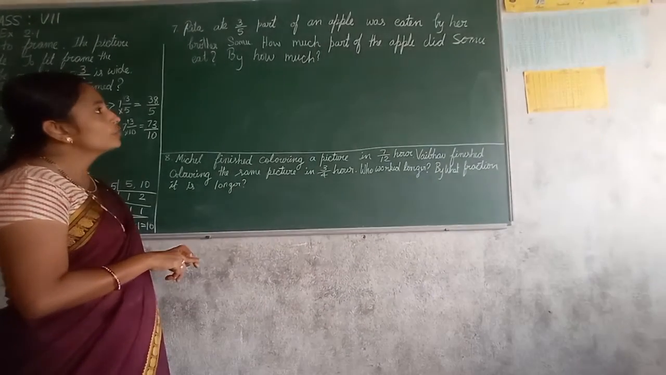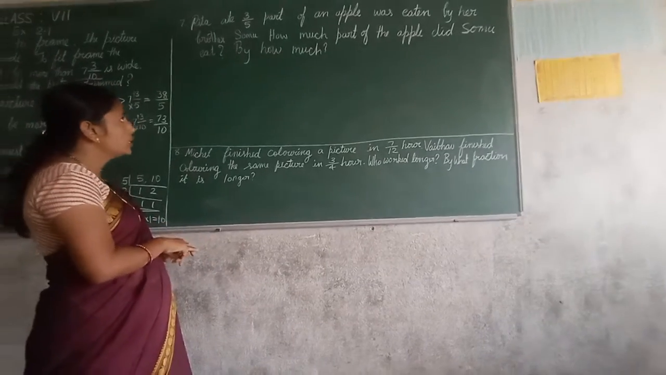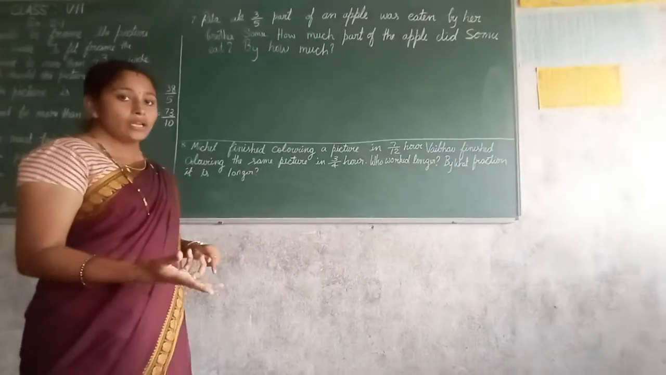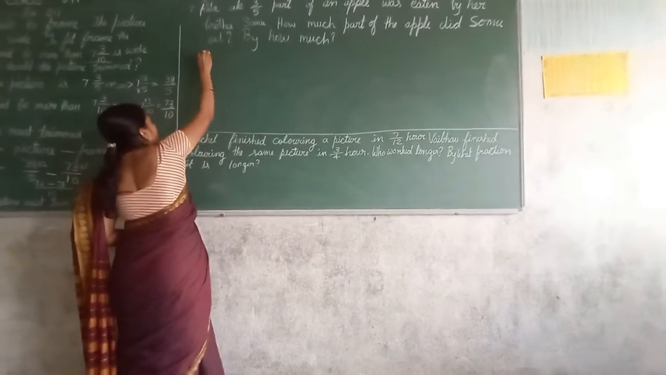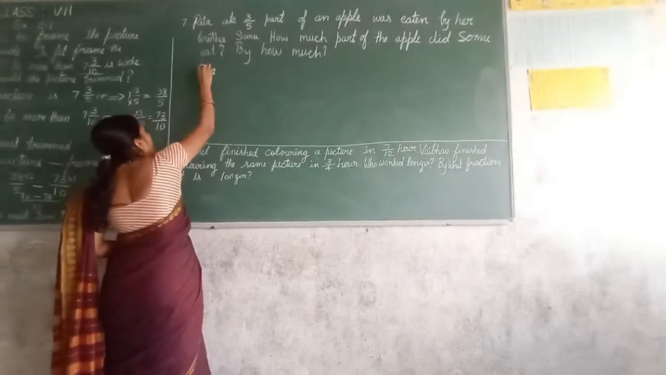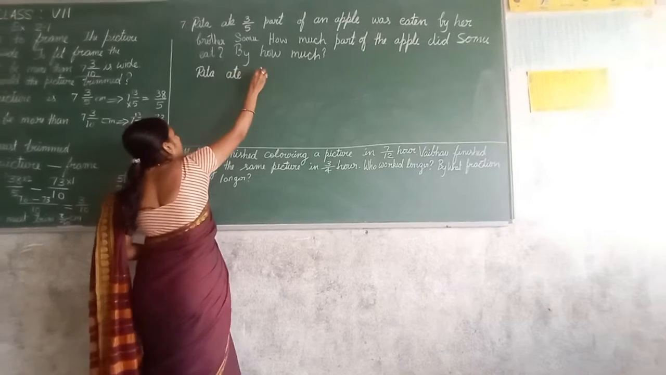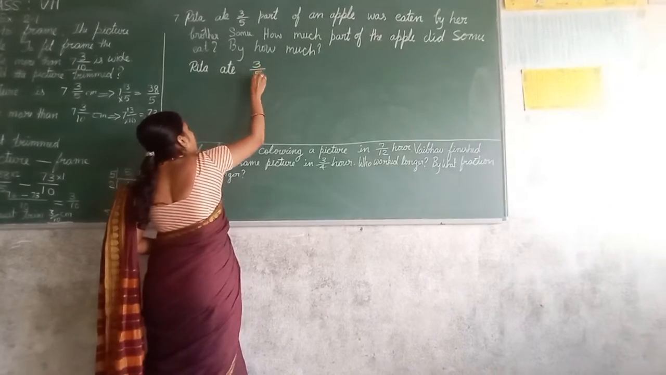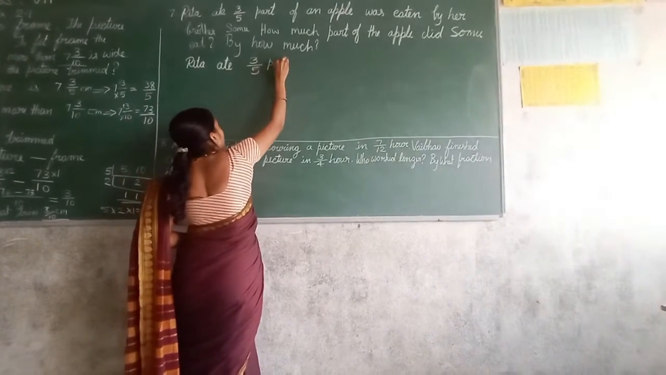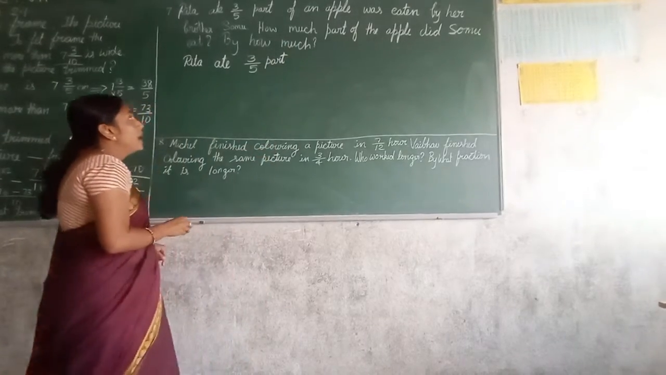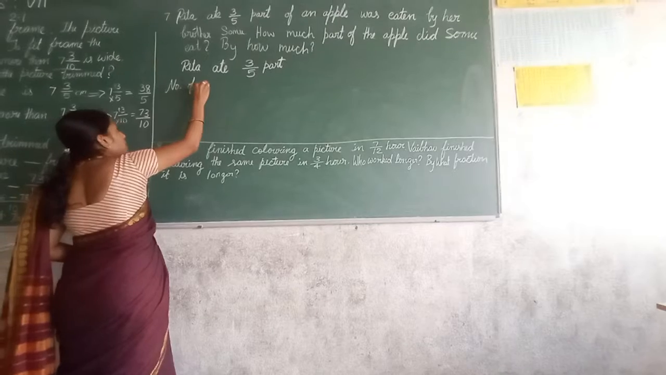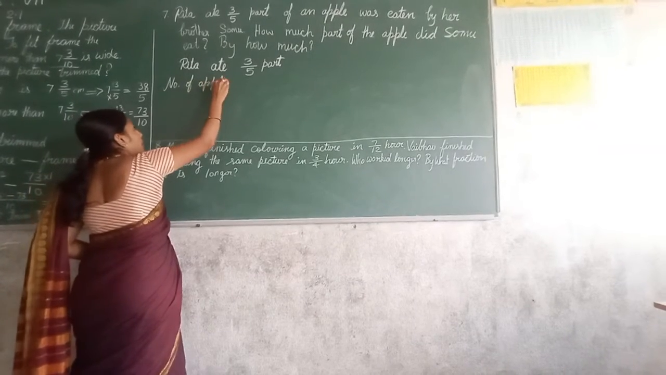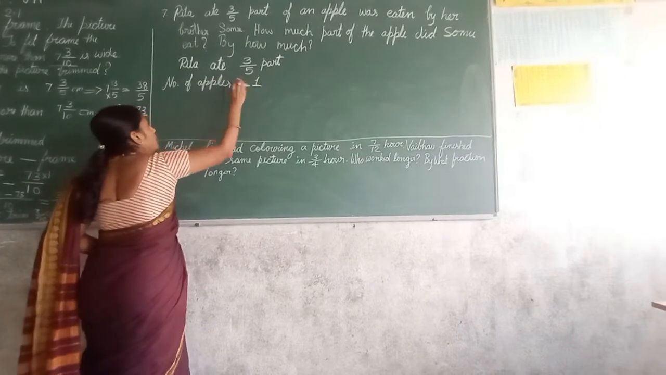How much part of the apple did Somu eat? By how much? It is to understand. First, Rita ate. Let us take down. Rita ate 3/5 part. The number of apples was only one.